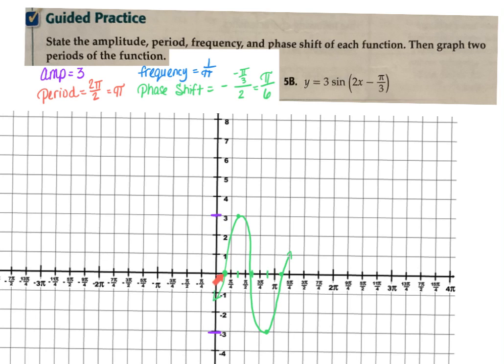Then I have to decide where I end. Well, my period is pi. So if I start at pi over 6, I end at pi plus pi over 6, like 7 pi over 6, right? So right here, just at pi over 6 past pi, all right? So you take your starting point and you add your period to it to figure out where you end, all right? And then just divide it in fourths. I divide it in half, 1/4, 3/4. I started at 0. I go to my highest point, middle 0, lowest point, back at 0. Okay, and that is my sine graph.